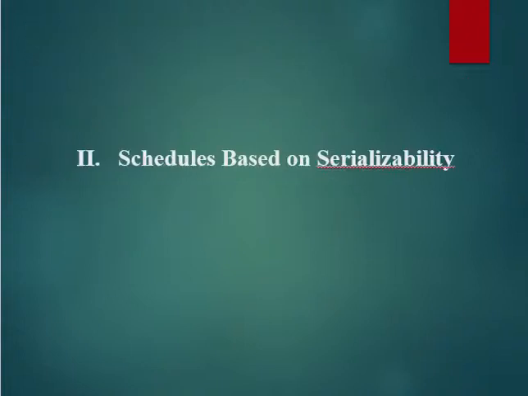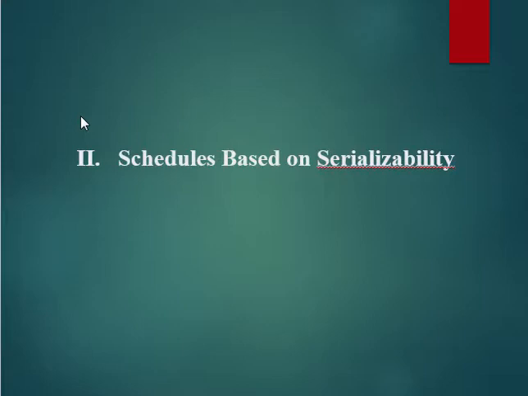Next we are moving to schedules based on serializability. This is an important thing compared to recoverability; most DBMSs use serializability. Serializability means a serial schedule, that is, schedules executed in a serial manner. Suppose you have 10 transactions, then you have to execute the transactions one after another. First you execute T1, and only after completing or aborting T1 can you start T2. After committing or aborting T2, you can start T3, and so on.